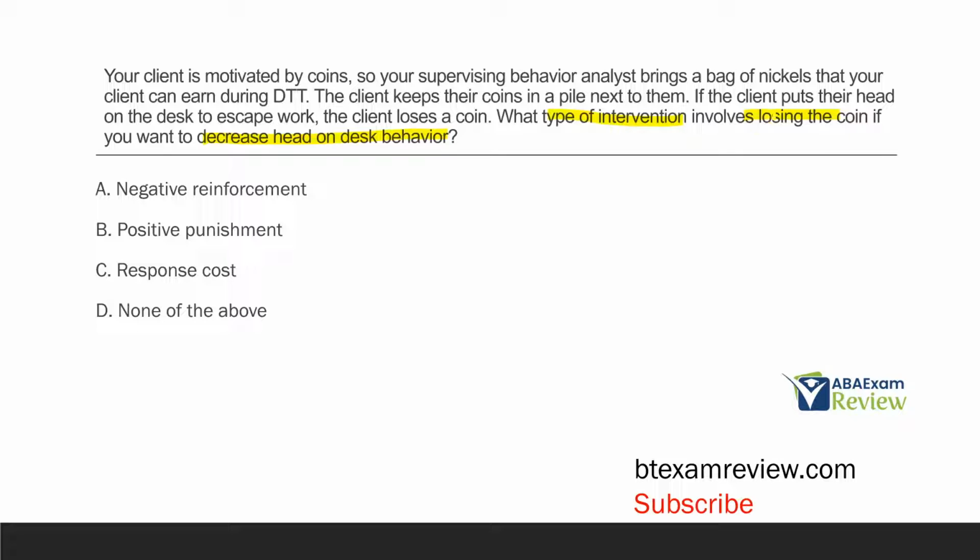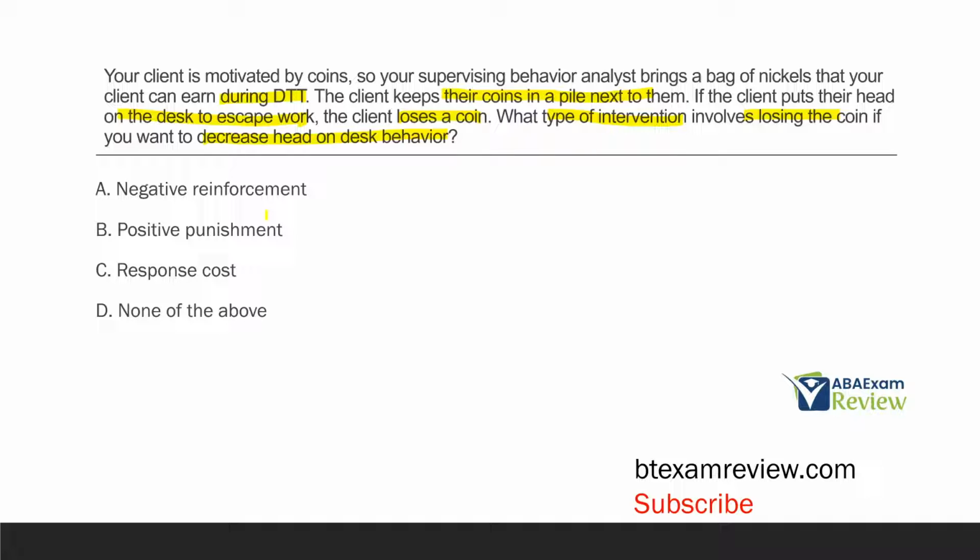So how are we going to do that? Well, we're going to take away the coin. We know the client is motivated by coins, so the client earns coins during DTT. They're basically tokens of sorts. The client keeps the coins in a pile next to them, but if they engage in head on desk to escape work, they lose the coin. So if the client engages in the target behavior, we take the coin away in order to punish that behavior.